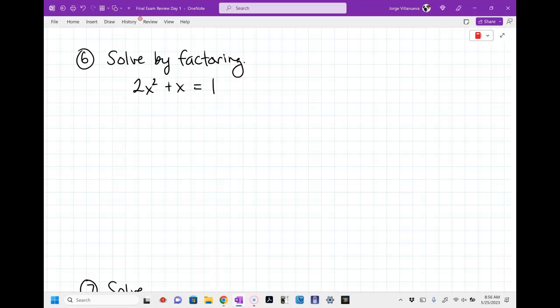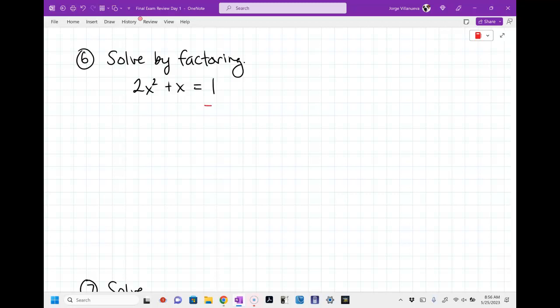Sometimes you're going to have numbers in front of the x squared term. Sometimes you won't. So this is one where there's a number in front of the squared term. That means at the end, when you do your x method, you're going to have to divide. Unless you don't do the x method, in which case you do it a different way. But if you're doing the x method, you'll divide.